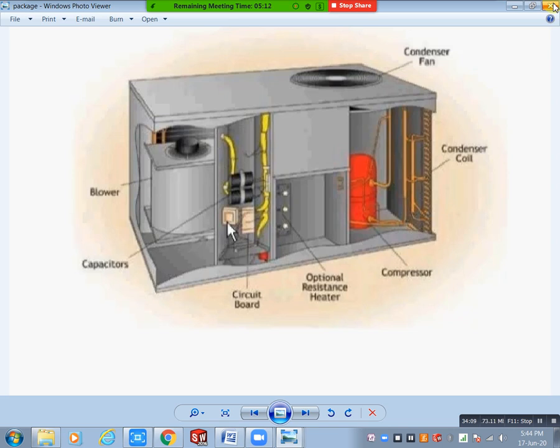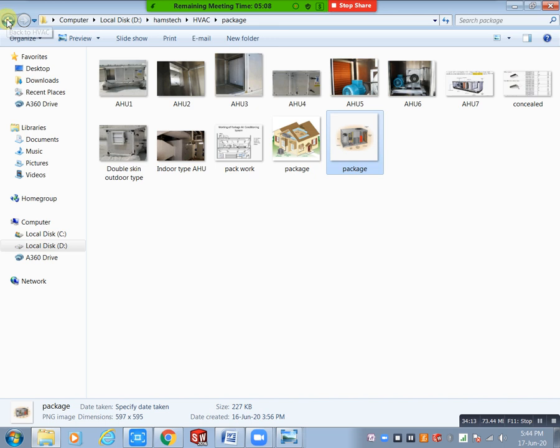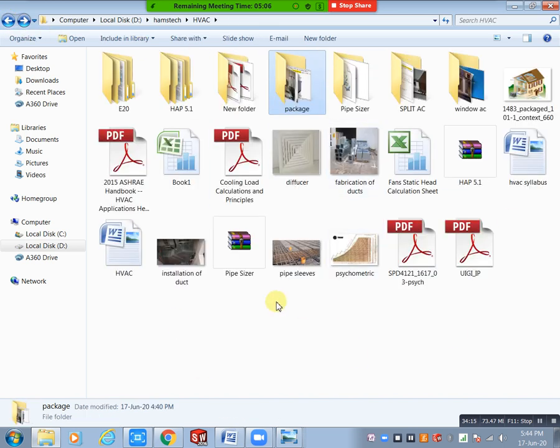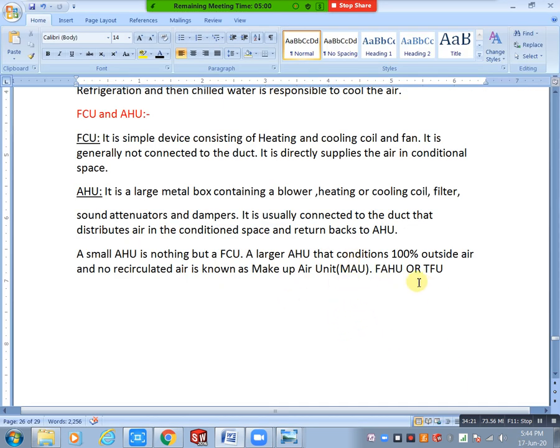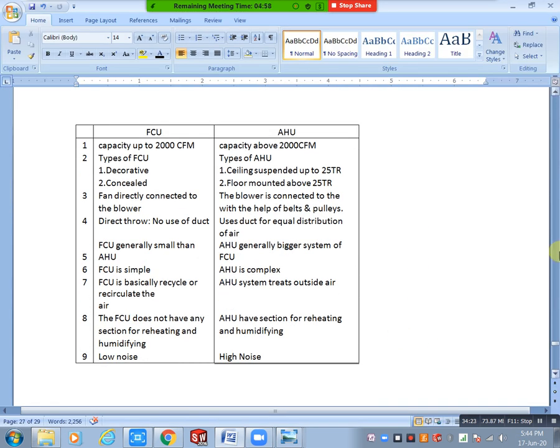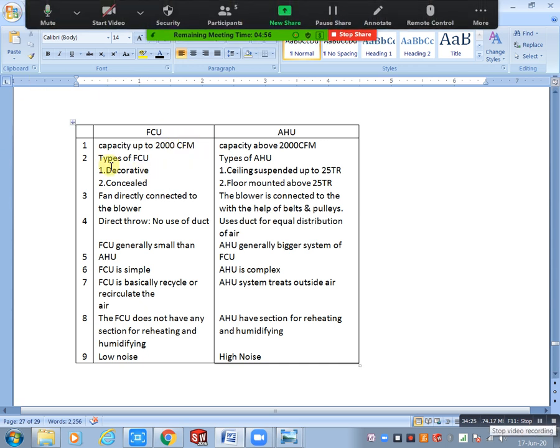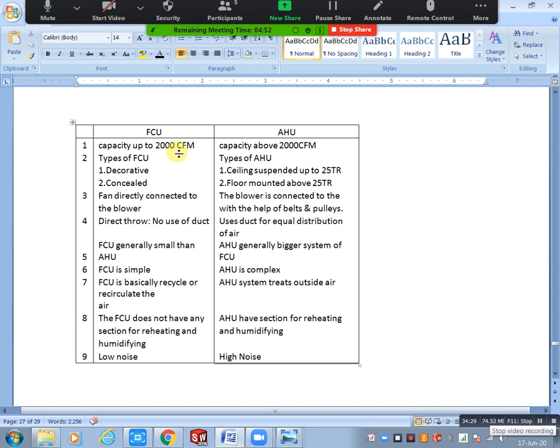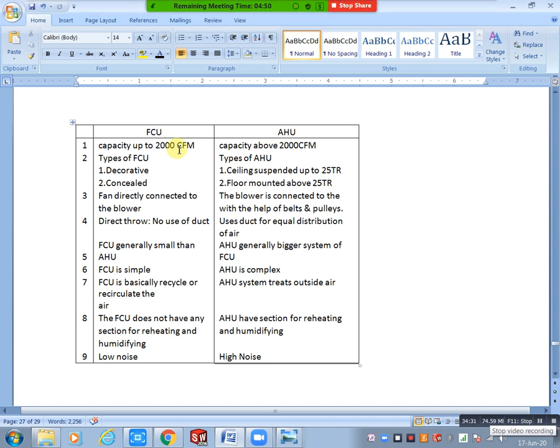Next we can see differences between FCU and AHU. First of all, capacity is different. In FCU we can see up to 5 TR, split AC condition, we will take tower type, cassette type like that. We can see only up to 5 TR, 2000 CFM. Already you know standard 1 TR is equal to 400 CFM as a thumb rule. Above this 2000 CFM we consider it as an AHU.